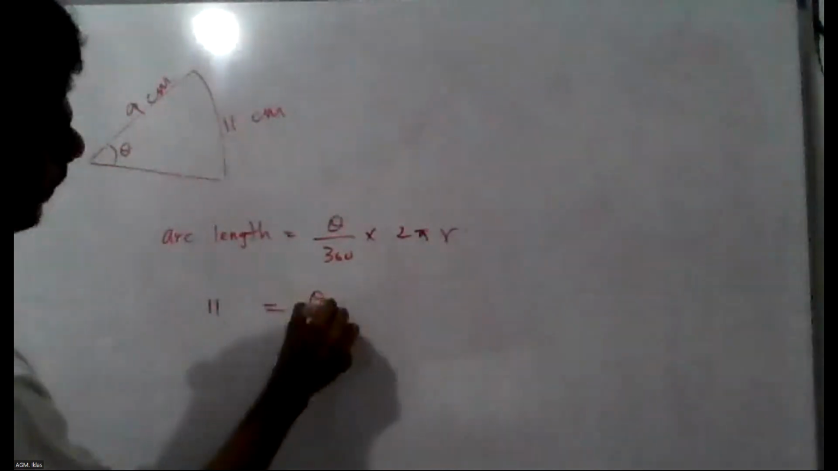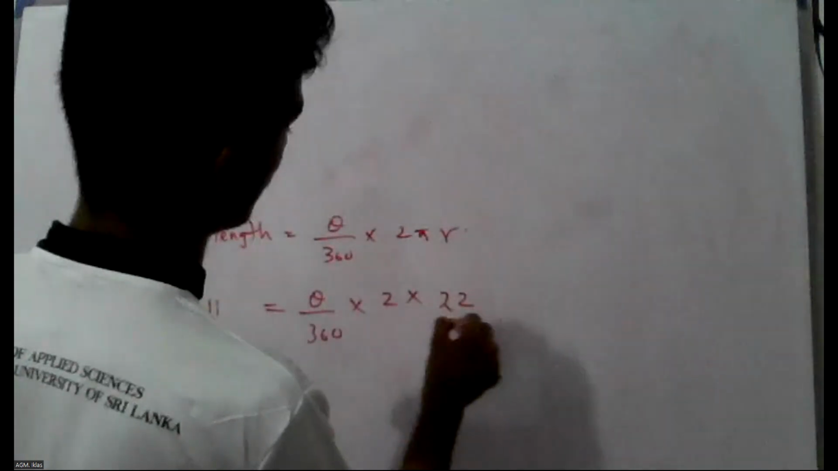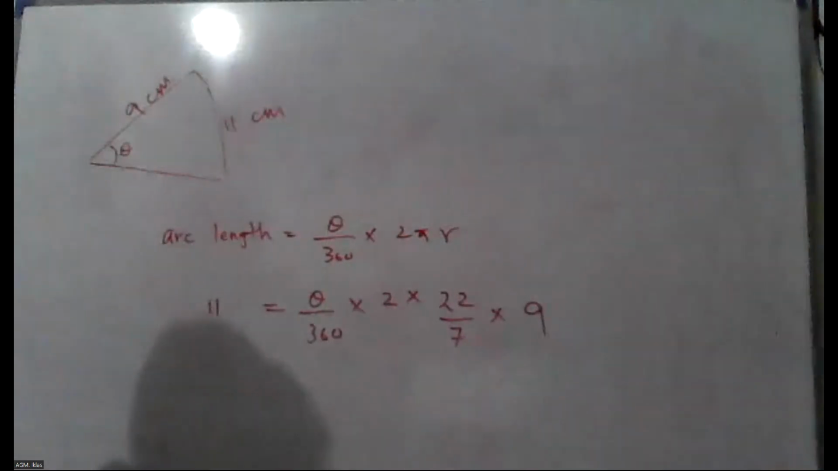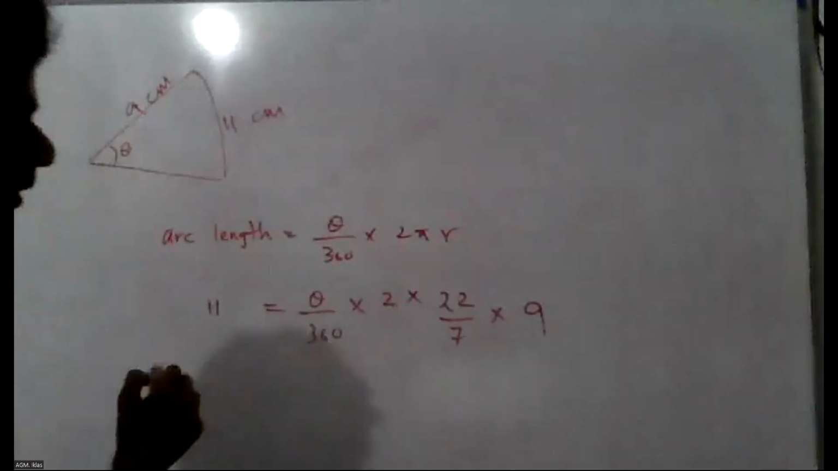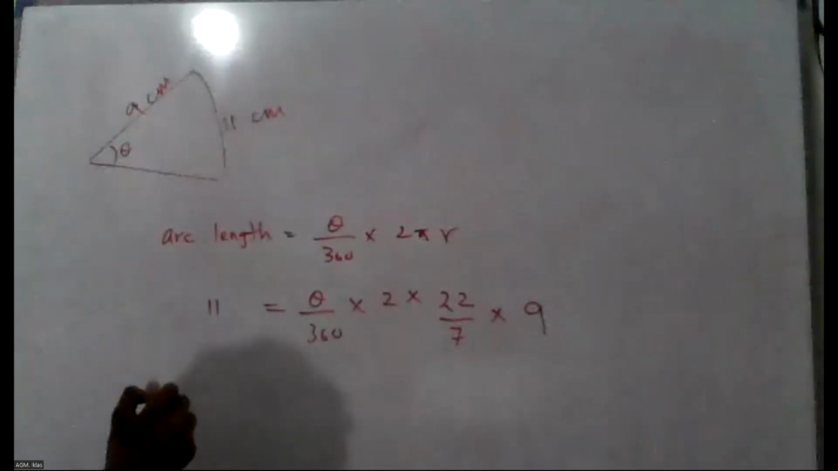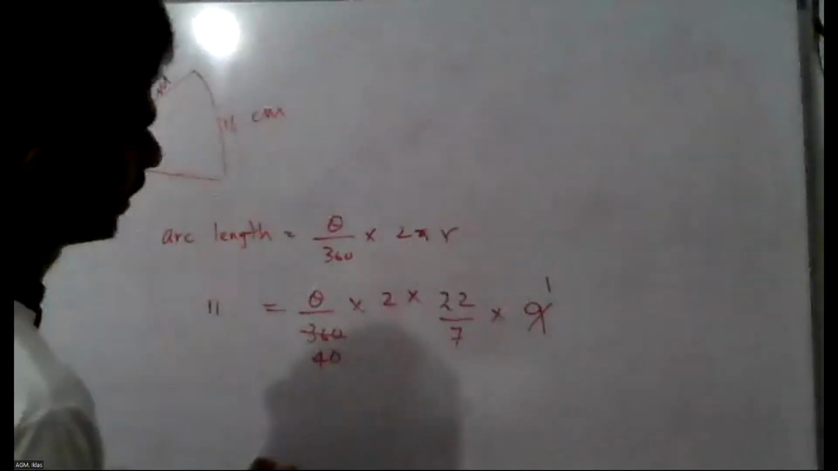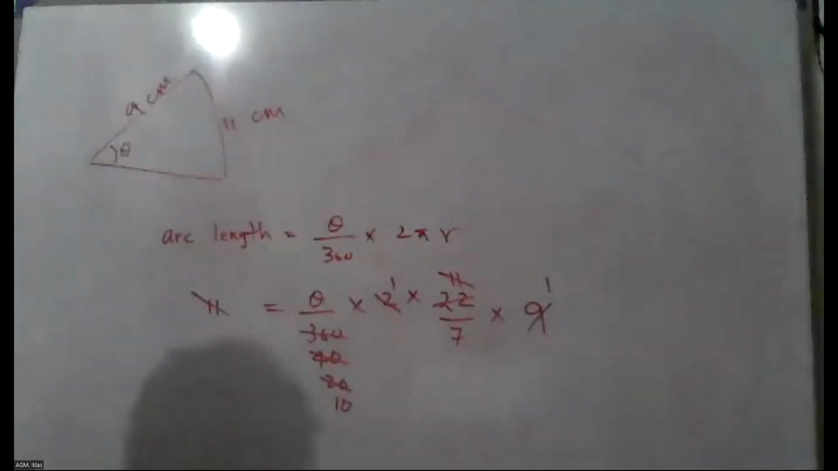I'm going to write the equation. Arc length is equal to theta by 360 into 2 pi r. So arc length 11 is equal to theta by 360 into 2 into 22 by 7 into 9. I need to find theta. Can I simplify? Yes. Here 1, here 40. Again, here 1, here 20. Again, here 10, here 11. So I can eliminate these 11s as well.